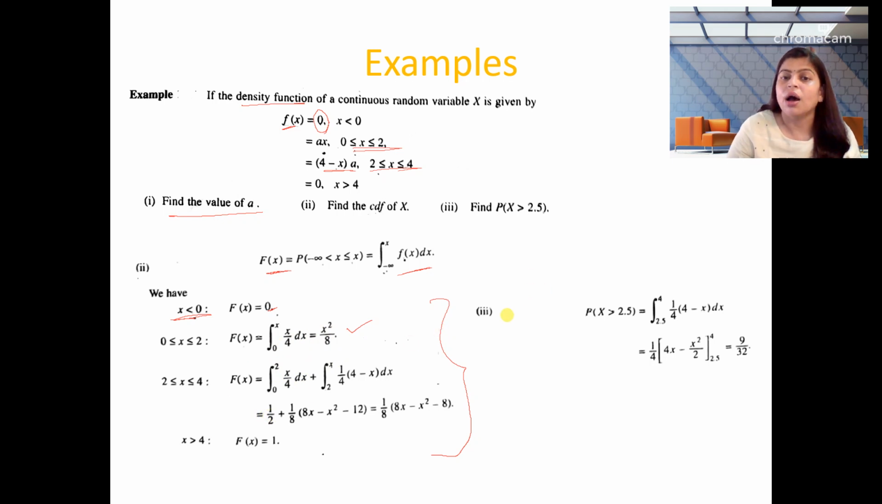Okay, now let's come to the third question, and here we are interested to find out the probability of x greater than 2.5. So the probability will be calculated from the lower limit to the upper limit, and the upper limit in this question is 4 only. So you will integrate this thing, okay, and you will get the value. So whatever the range is given to you, if you just integrate that, you will get the probability. I think you have learned this in the previous lesson as well.